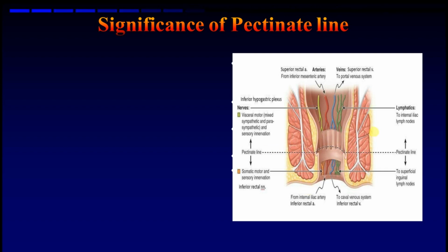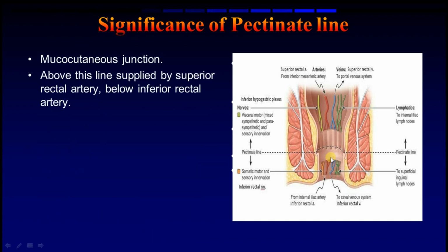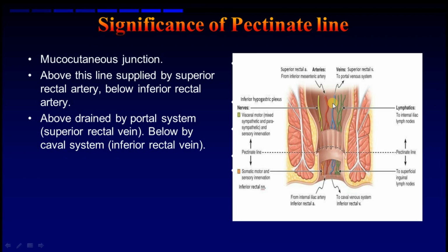The pectinate line demarcates the upper one-third from the middle one-third. Its importance is that it is the mucocutaneous junction: above, it is lined by simple columnar epithelium, and below by stratified squamous epithelium. Above it is supplied by the superior rectal artery, and below by the inferior rectal artery. For drainage, the superior rectal vein drains above, and the middle and inferior rectal veins below. The superior rectal vein drains to the portal system, while the middle and inferior rectal veins drain into the caval system, the vena cava system.